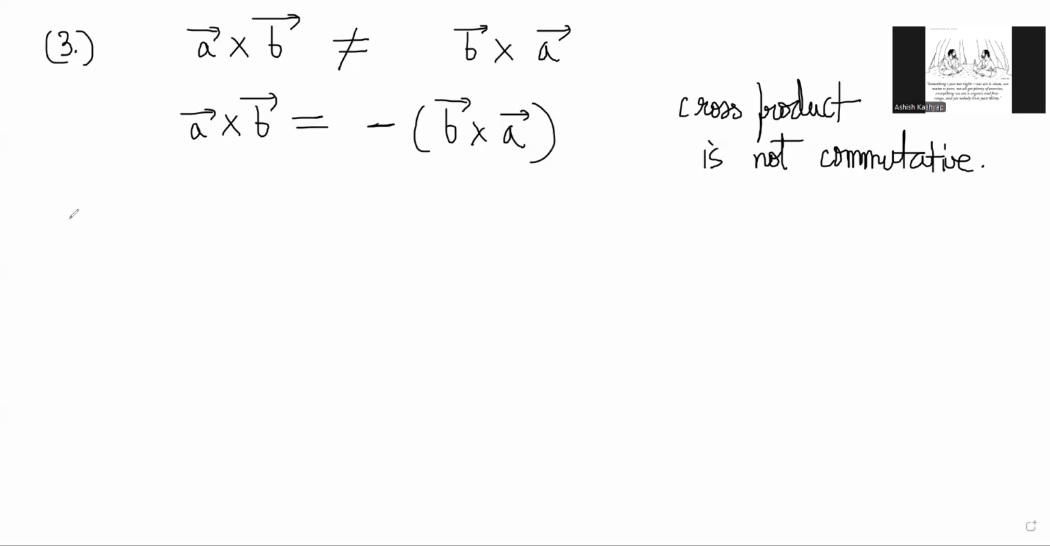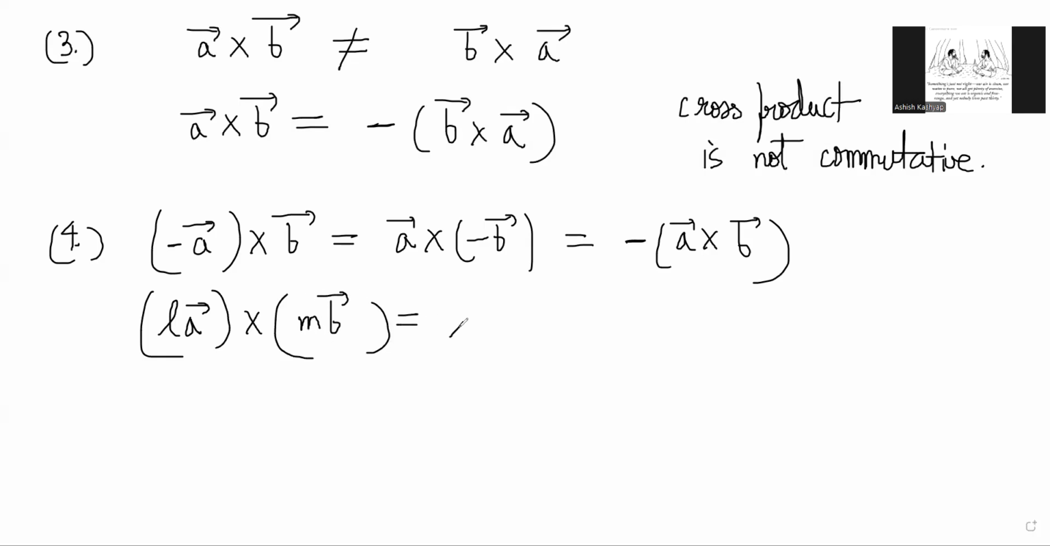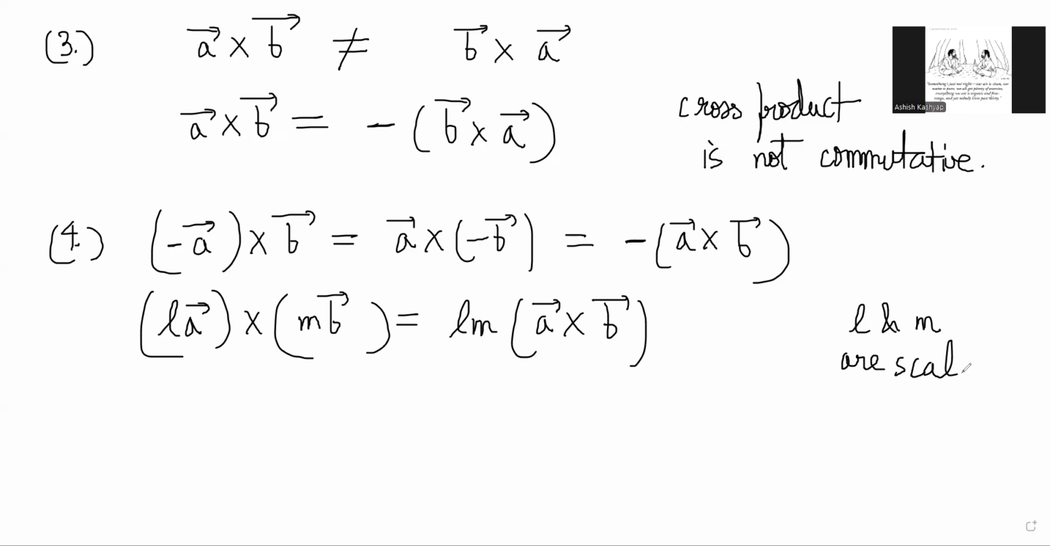Okay, then there is a theorem about scalars. These are some standard things that you should know. Minus A cross B is equal to A cross minus B is equal to negative of A cross B. And similarly, you can write this result: L times A cross M times B is going to be LM A cross B, where L and M are scalars. So any scalars can be taken out of the cross product and you don't need to worry about them.